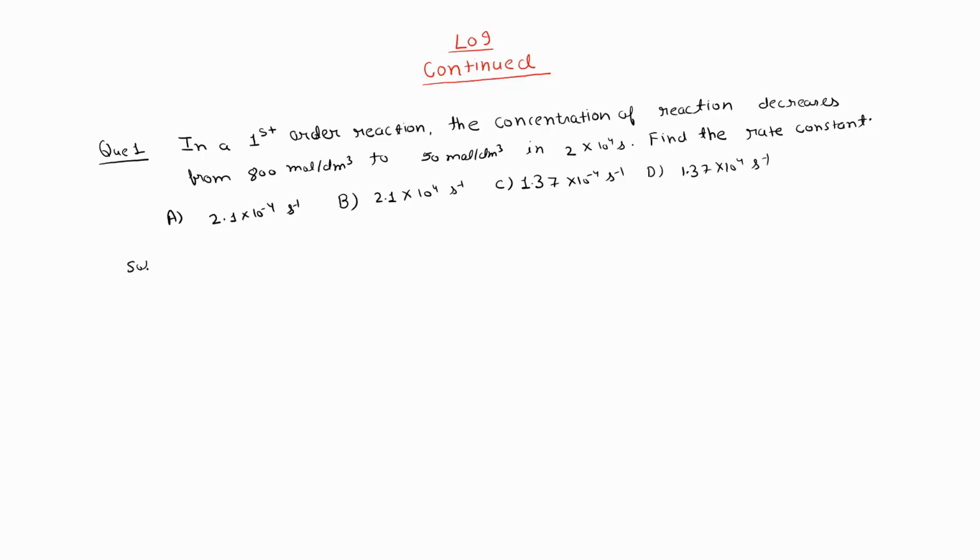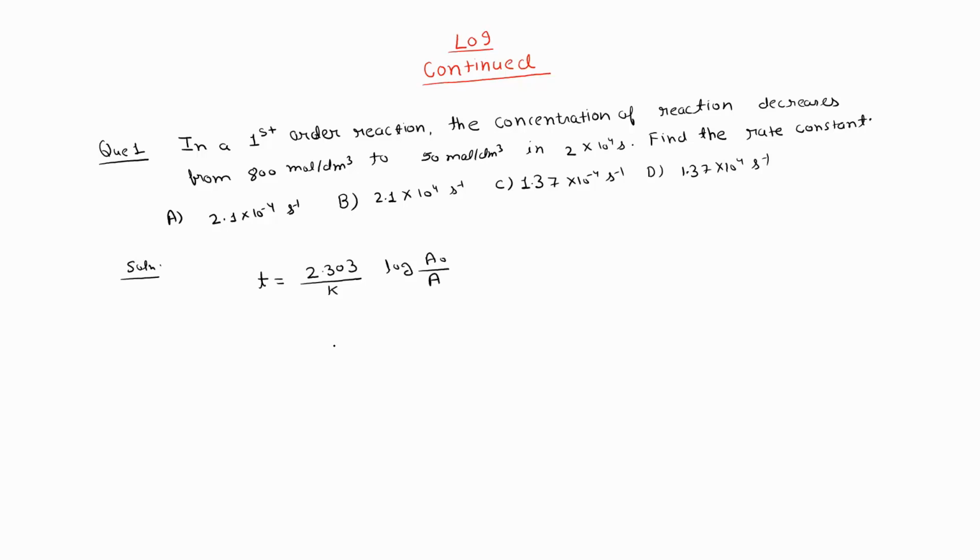So solution. You know what formula we have to use here. So pause this video and solve it, and then check whether you are correct or not. Okay, first try to solve on your own. Okay, now I'm going to solve. So we have to apply the equation t equals 2.303 divided by k log a naught by a.